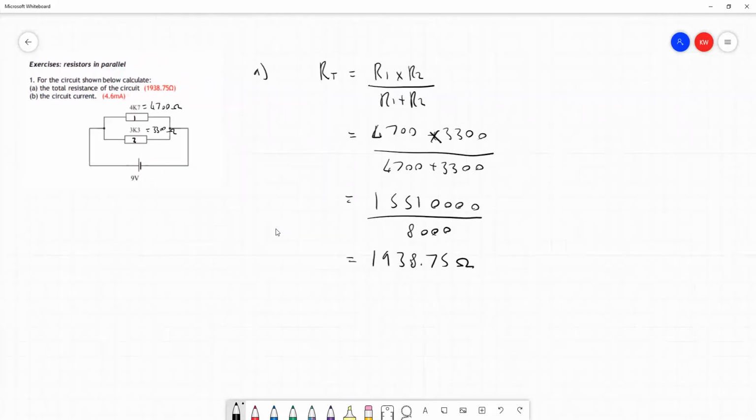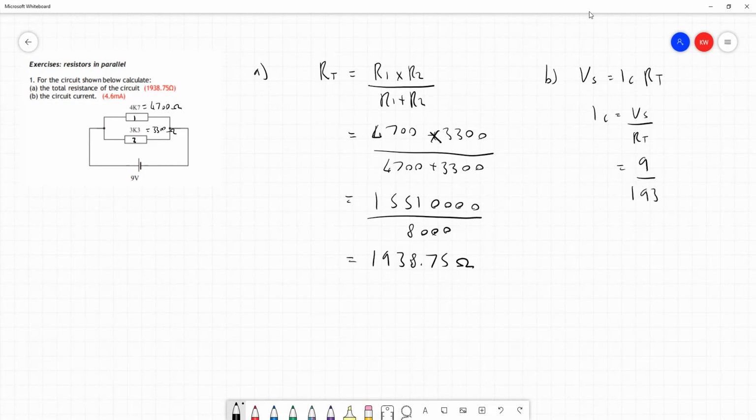Then in part B, we're asked to find the circuit current. Again, we're using Ohm's law here. To find the circuit current, we can use the version of Ohm's law where the supply voltage is equal to circuit current times total resistance. So the circuit current is equal to our supply voltage divided by total resistance. That's going to be 9 volts divided by the number we just found in the previous part, 1938.75.